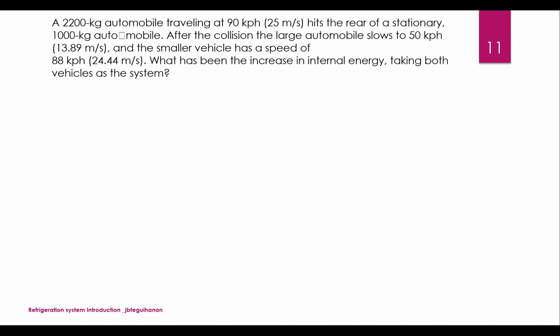After the collision, the large automobile slows to 50 kph or 13.89 meter per second, and the smaller vehicle has a speed of 88 kph or 24.44 meter per second. Here's the question: what has been the increase in internal energy taking both vehicles as a system? So that's the question.